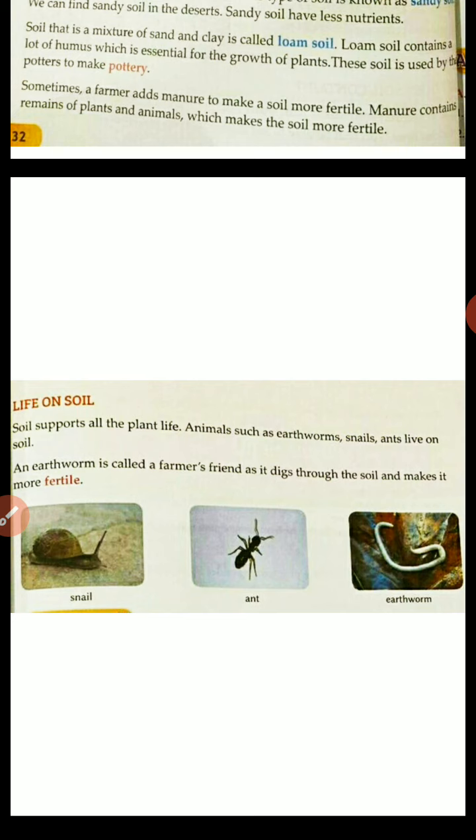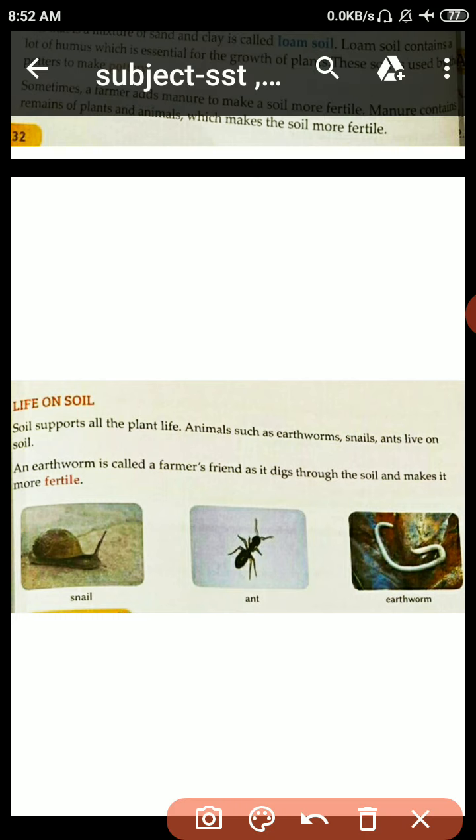Okay students, now life on soil. Soil supports all the plant life. It is very important for us, and India is blessed with many kinds of soil due to the difference in physical features and climates. So soil is the uppermost layer of the earth. It is an important natural resource which forms the basis for agriculture. Without soil no plants can be grown. All living beings directly or indirectly depend on soil.